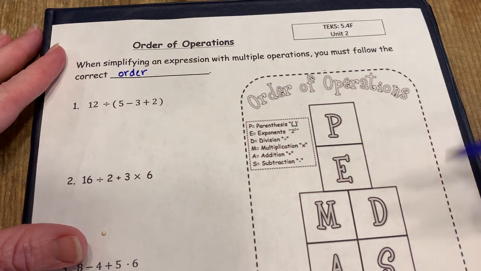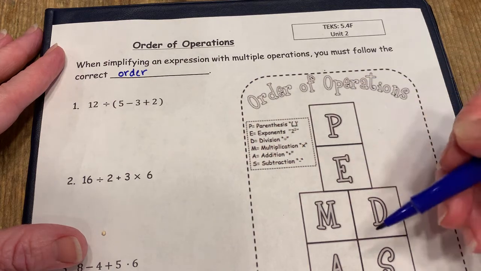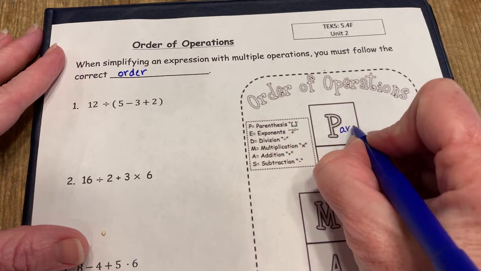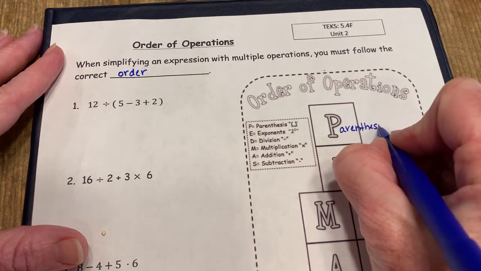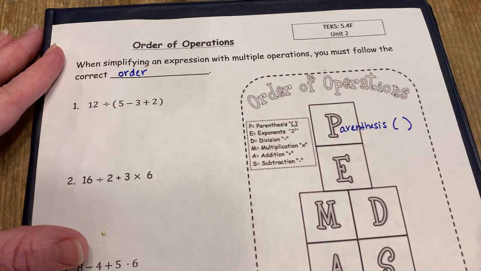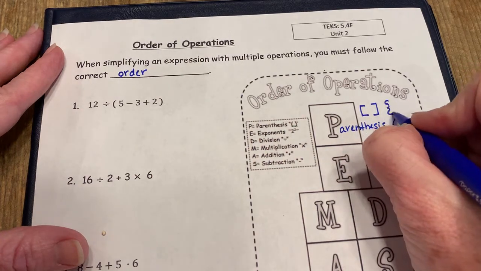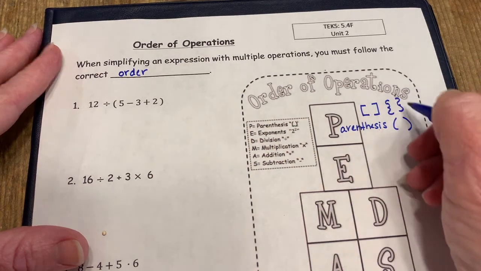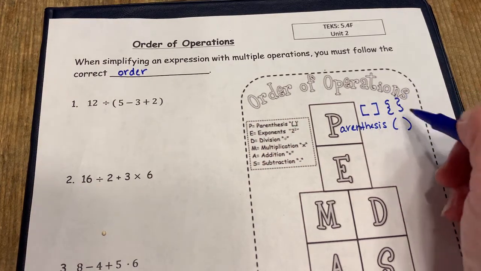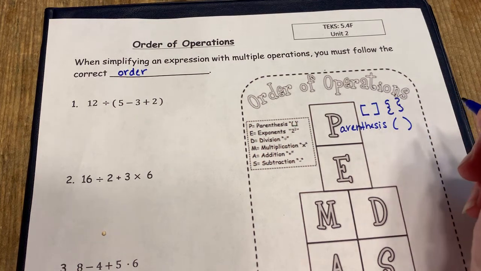We call this PEMDAS. Each of these letters stands for one of the operations, and they show us the order you do the operations in. So P stands for parentheses, and we call it parentheses, but it really could be any type of grouping symbol. Parentheses are curved lines, but we can also have something more square. We call these brackets, and we have really curvy ones called braces. Any number or operation that comes inside a parenthesis or a bracket, any type of grouping symbol, that's where you're going to start the problem.